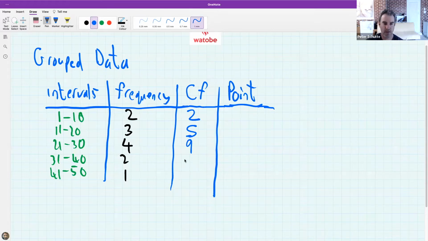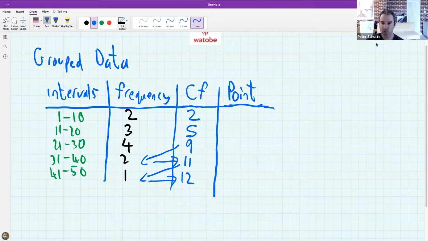So this is going to be 11, because I add 2 plus 9, which is 11. And if I add 1 more, I get 12. So think about it: 9 plus 2 is 11, and 11 plus 1 is 12.